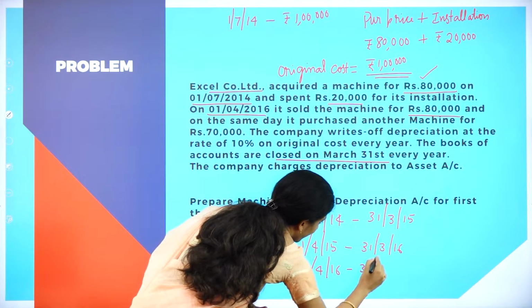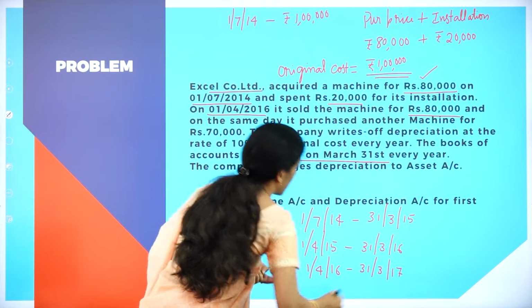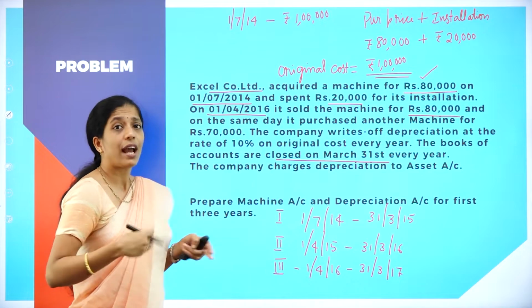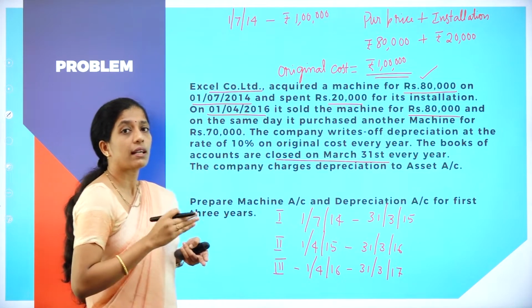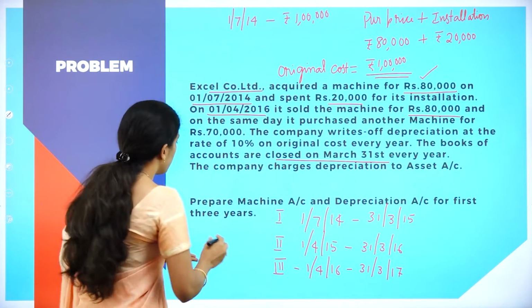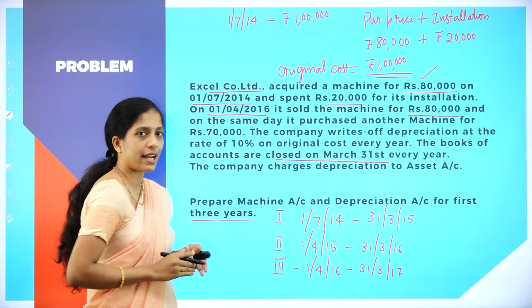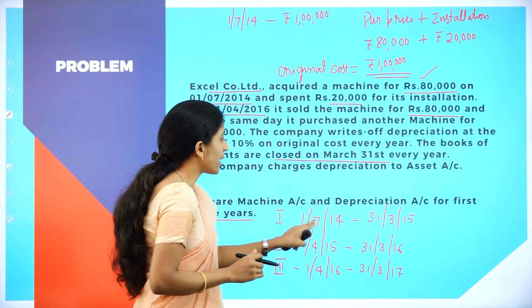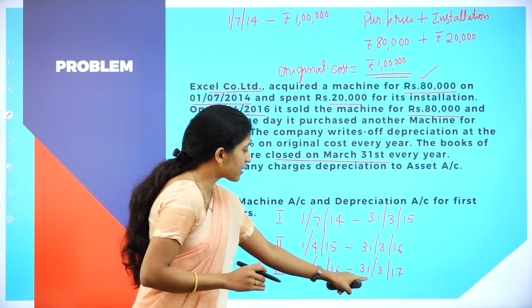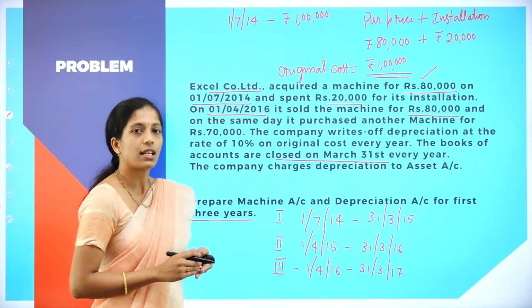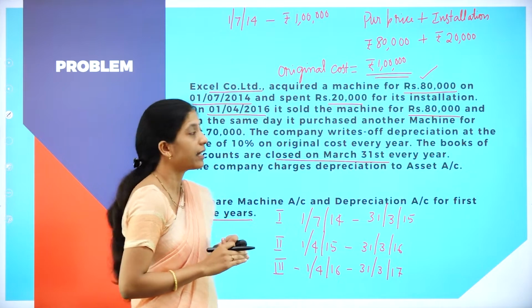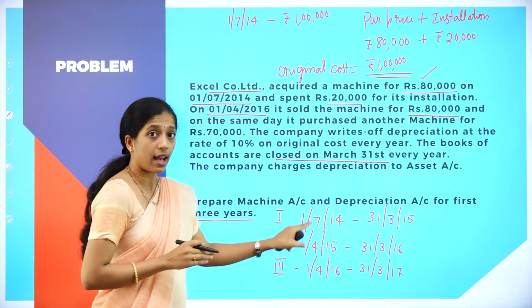1/4/2016 to 31st March 2017. Now they have clearly told we have to prepare machinery account and depreciation account for 3 years. Now we are familiar with these dates. So our 3 years will be 1/7/2014 and it ends on 31st/3/2017. So these are the 3 years. Now let us see in between what happens.